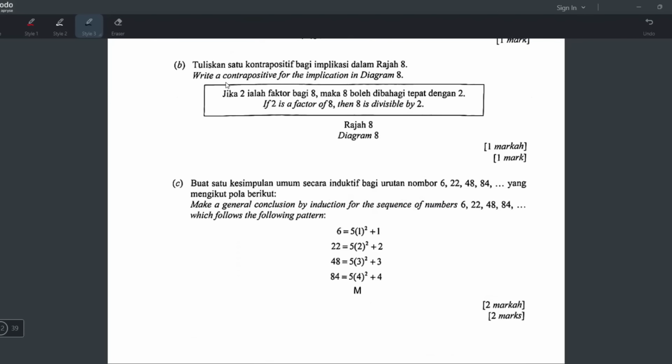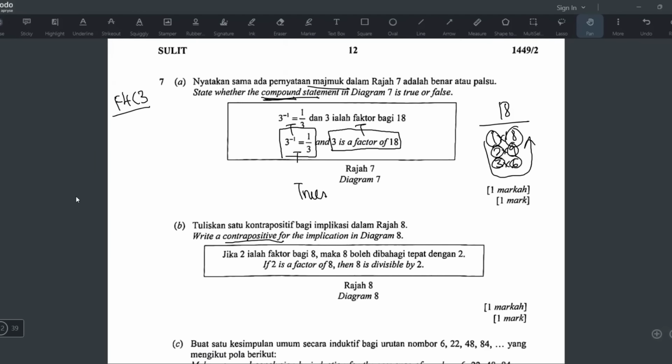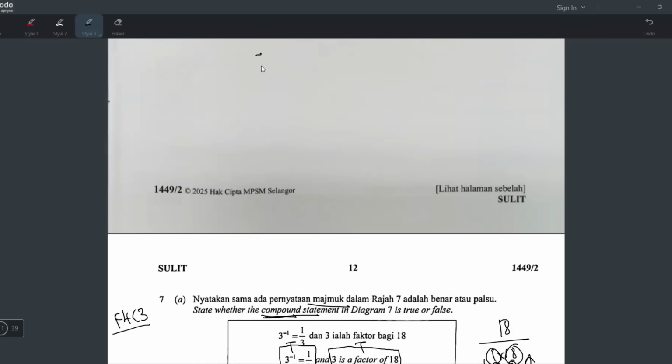Okay. B, they ask to write a contrapositive for the implication in diagram 8. So this one you have to memorize the format. So I write the format up here. For implication, the format is always if P then Q. And then for converse, in Bahasa Melayu is akas. Converse is akas. The formula is if Q then P.